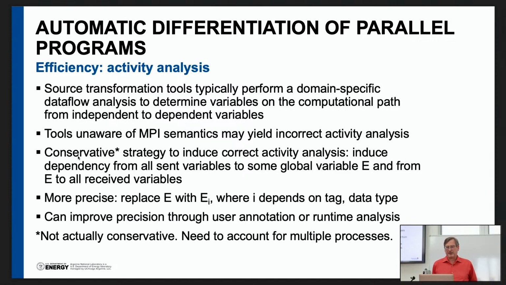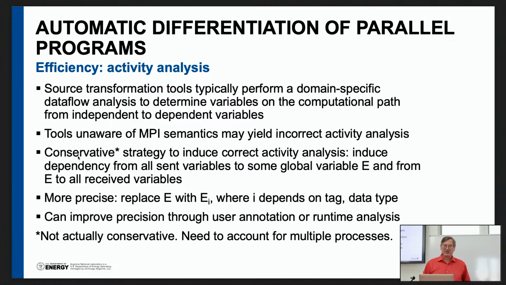So looking at efficiency, we looked at activity analysis. I think probably everyone here is familiar with activity analysis, but activity analysis was introduced, I think, in Adifor, and does a domain-specific data flow analysis in order to identify the variables that lie on the computational path from the independent to dependent variables. Tools that were unaware of MPI semantics could yield incorrect activity analysis, and so a conservative strategy to induce the correct activity analysis is to induce a dependency from all of the sent variables to some global variable, and then from the global variable to all received variables.